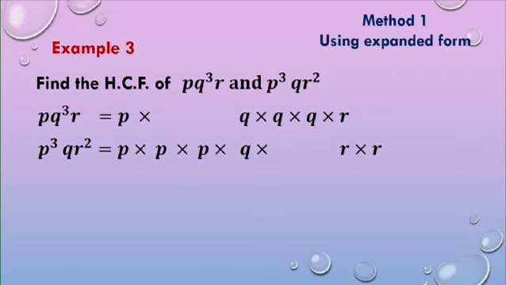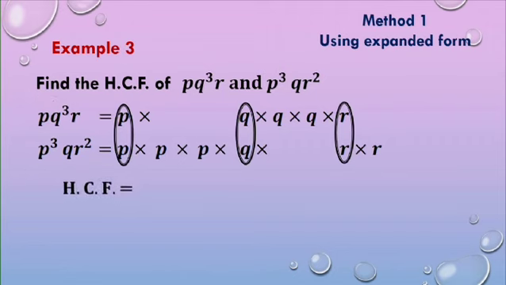Of course, the HCF is taking the common factors. Here we have three common factors, that is P, Q and R. So the HCF is P times Q times R, which is PQR.